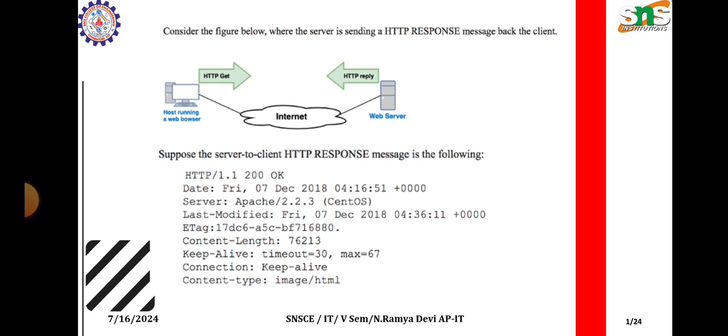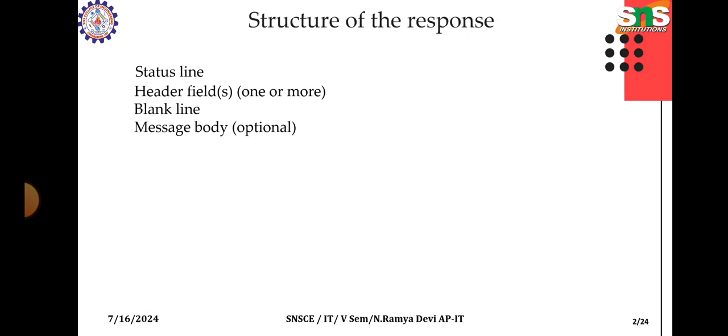And there is a timestamp for the HTTP response message, which is on Friday, and then the server from which the HTTP request has been processed, and then the modified date and the E tag, content length, the seconds for which our HTTP message has been alive, and then the connection, whether it is alive or not, and the content type, whether it is an image or an HTML image. So this is the structure of the HTTP response.